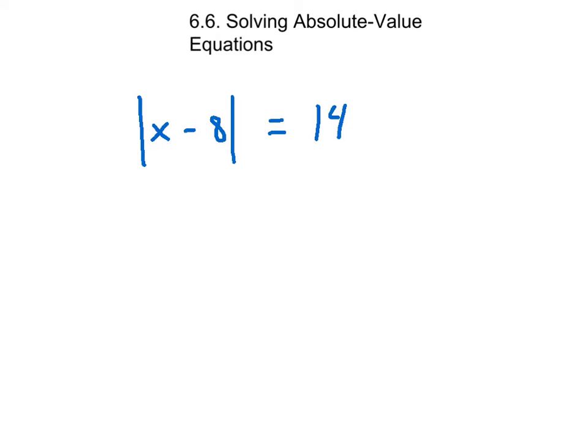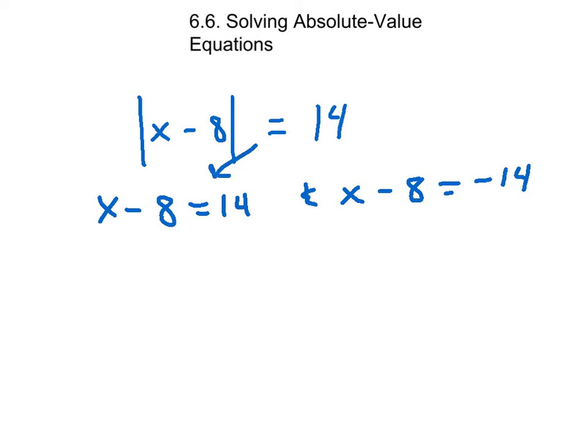So to solve an equation like this, we're going to create two mini problems, two mini little equations. We're going to set x minus 8 equal to 14, and we're going to do x minus 8 equals the opposite of 14, the negative 14. So you take this equation and break it up into two different mini equations. This is to take into account that it has both a positive and negative value.